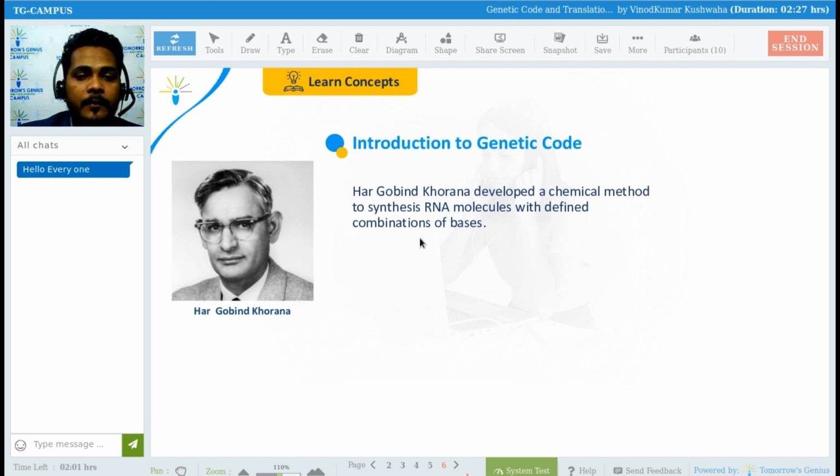Then later on, one of the famous scientists, before that there were some other scientists also working, but this is Khurana. In the year 1964, Khurana developed a chemical method to synthesize RNA molecules with a defined combination of bases. It was Har Gobind Singh Khurana. Please keep this in mind regarding the genetic code: Har Gobind Singh Khurana developed a chemical method to synthesize RNA molecules with a defined combination of bases.